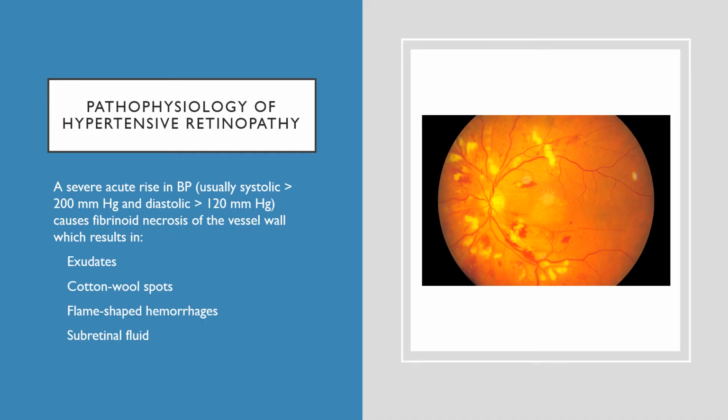The pathophysiology of hypertensive retinopathy is a complex paradigm to discuss. In this, we will briefly look at the common findings in hypertensive retinopathy, as it's an introductory lecture. The common four findings to remember are exudates, cotton wool spots, flame-shaped hemorrhages, and subretinal fluid.